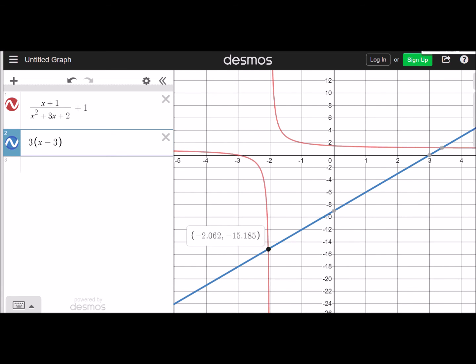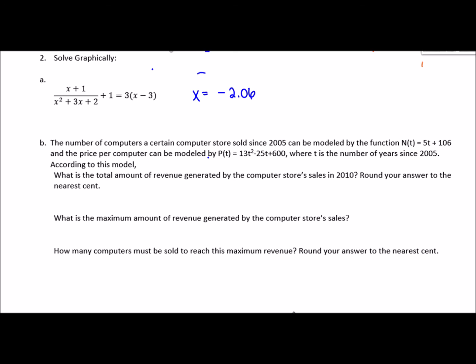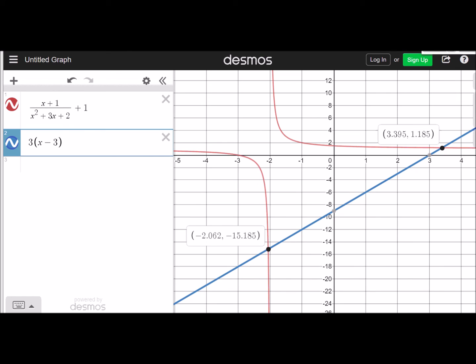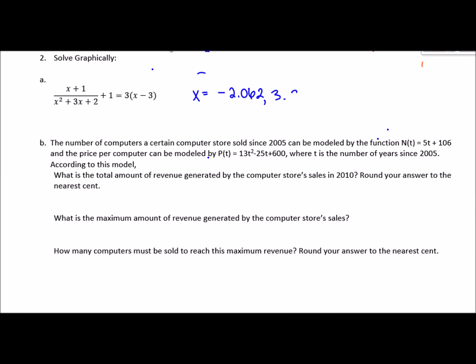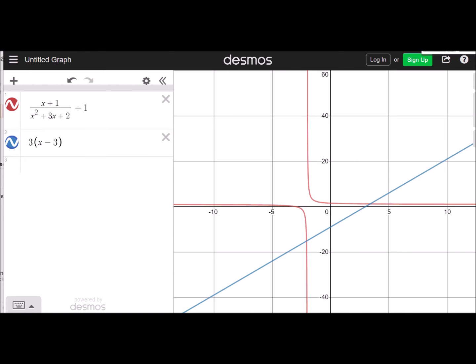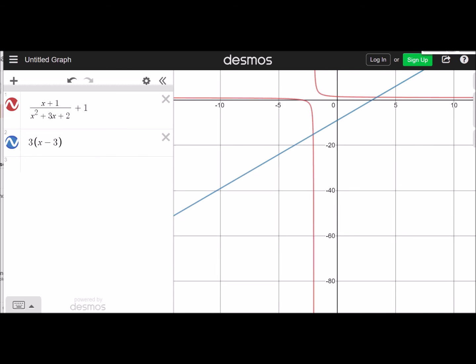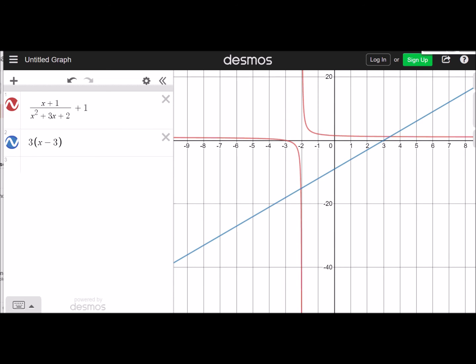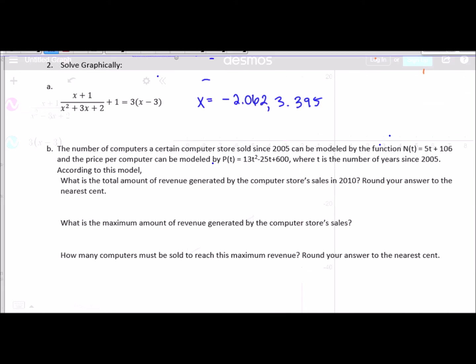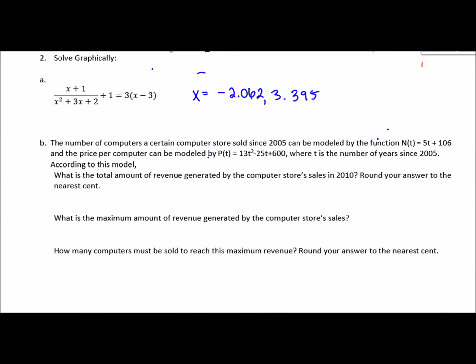And then over here, they also cross at that point right there, which is 3.395. So we would say, might as well go out 3 decimal places. 3.395. Okay, and then we would double check and make sure, go out pretty far. If you think of end behavior, you should be pretty sure that that doesn't go any further. That's the only places that they cross. And that's it. That's the solution to that one.